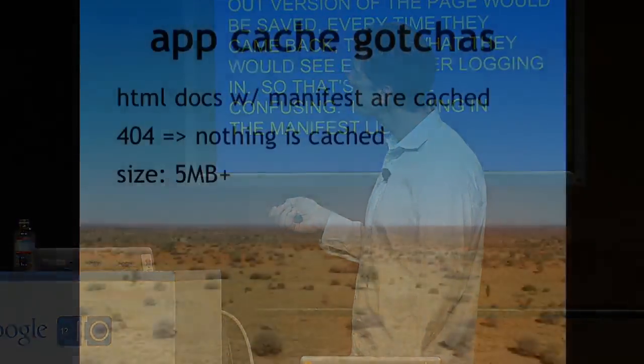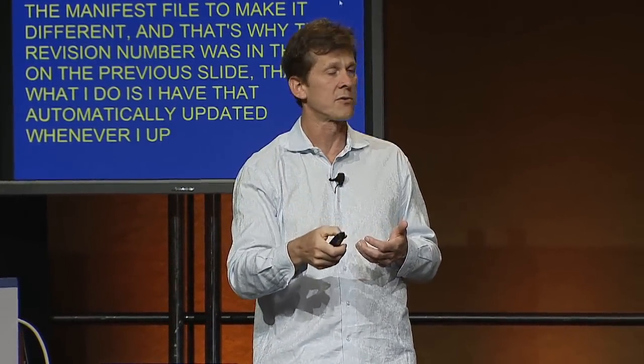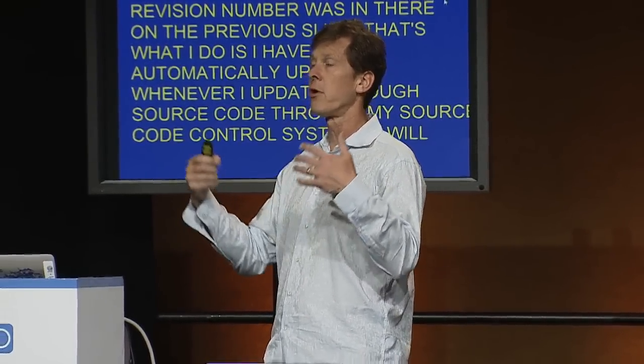If anything in the manifest list 404s, nothing is saved. You get about 5 meg, which is pretty good. Yeah, so this is interesting. Suppose you change one of the resources listed in the manifest file, like an image. You would think that the next time the user opens the app, they would see that new image. They don't. You actually have to change something in the manifest file to make it different. And that's why the revision number was in there on the previous slide. That's what I do, is I have that automatically updated whenever I update through my source code control system. It will automatically update that revision number. So the manifest is always touched whenever I update a resource.